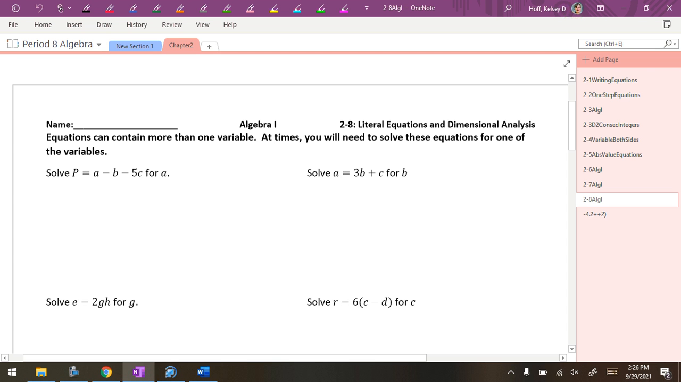It doesn't look like what we're going to do today, but don't let it fool you. You follow the same rules as solving equations, except the majority of the equation is going to be different letters. So equations contain more than one variable, and at times we need to solve these equations for one of the other variables.